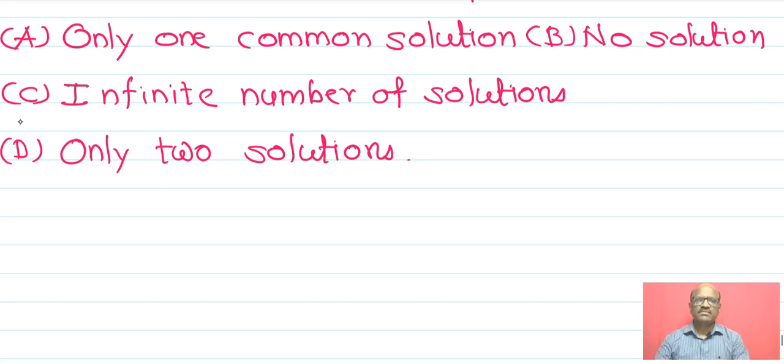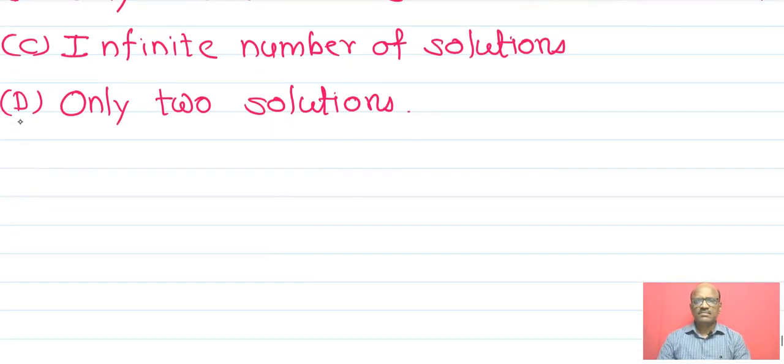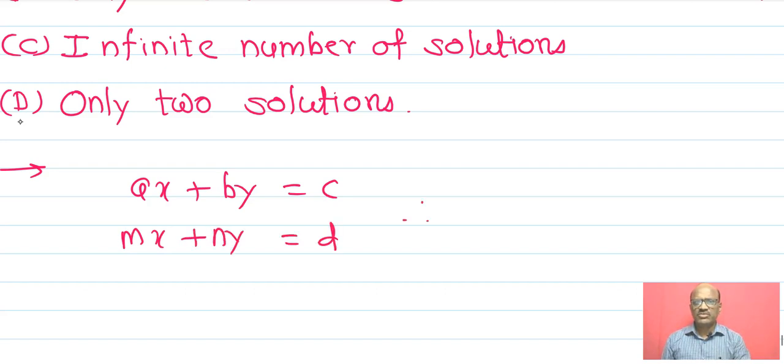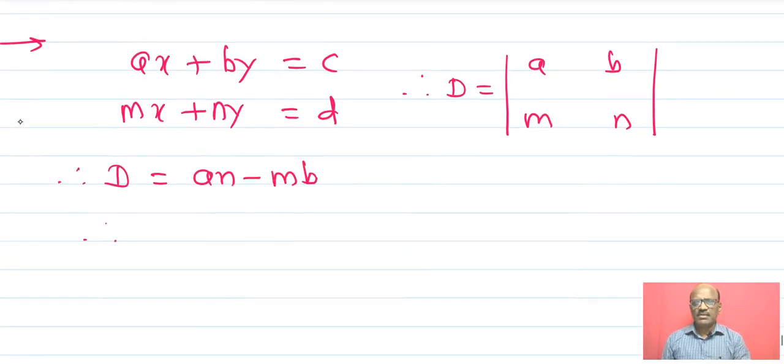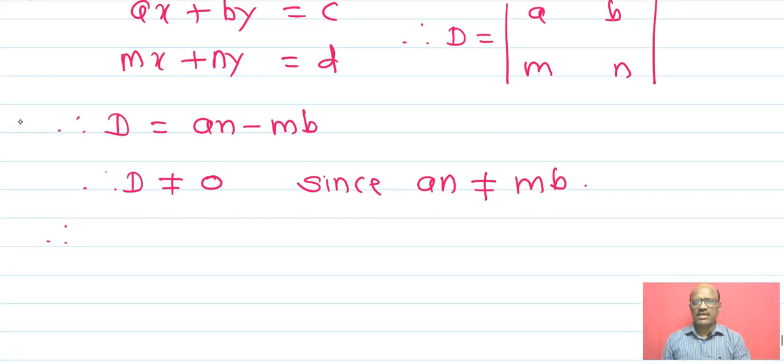Now in this case, we write the determinant. ax plus by is equals to c, mx plus ny is equals to d, and determinant D is ab, mn. Now their multiplication an minus bm, but they are not equal. D is not equals to 0 since an and bm they are not equal, and hence option A is the correct one. That is only one solution.